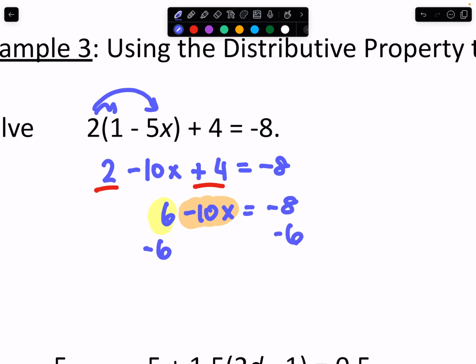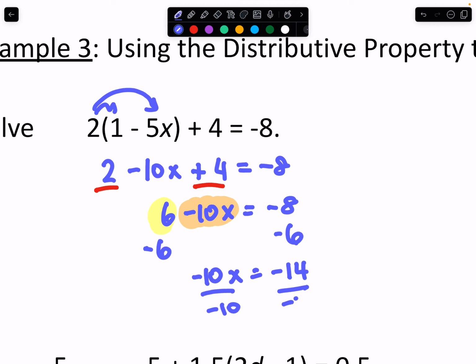Minus 6. Be careful with that one. A lot of students tend to add 6 to both sides because they see the subtraction sign that's after. But remember, that subtraction sign is for the 10, not for the 6. Bring everything else down. Negative 10x is equal to negative 14.